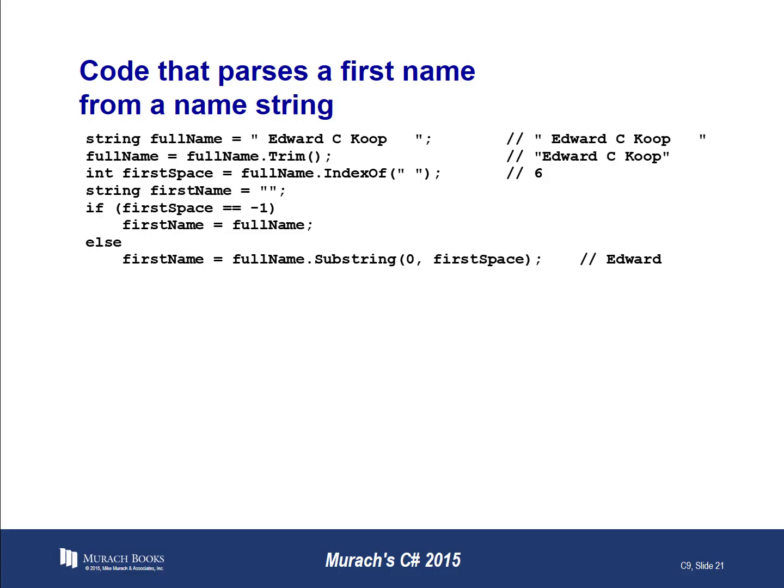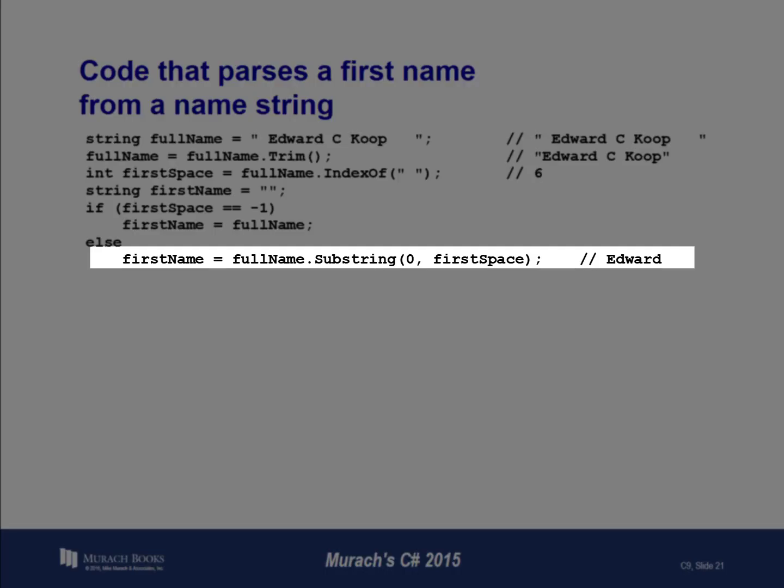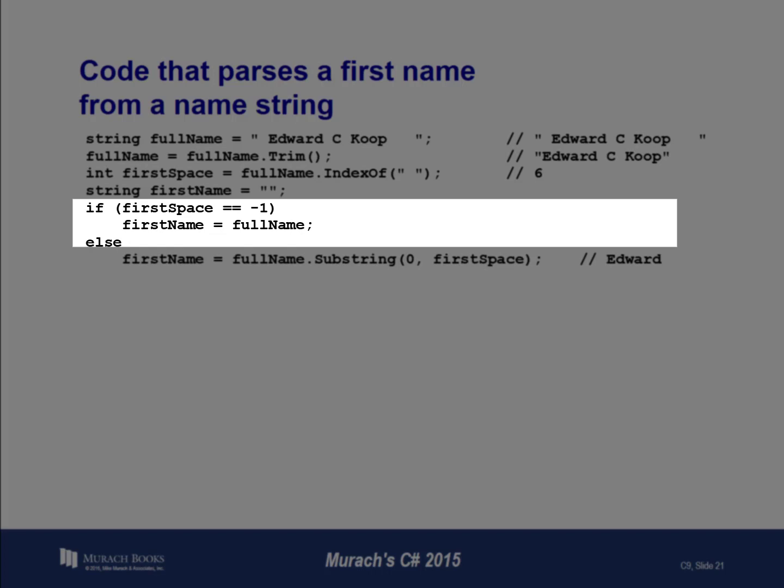In this case, once we know the location of the first space, we can store the first name as a substring of the entire string, starting with position 0, all the way out to the first space, so the first 6 characters. Note they have some logic here. If we did not find any spaces in our full name, that would mean that someone's name is something like Cher or Madonna. They don't have any parts to their name, they just have a singular name. So in this case, their first name is their full name.